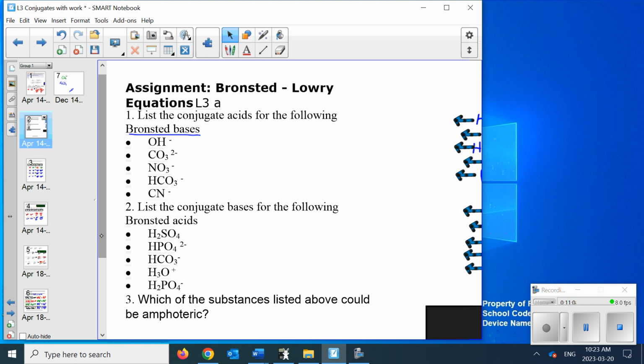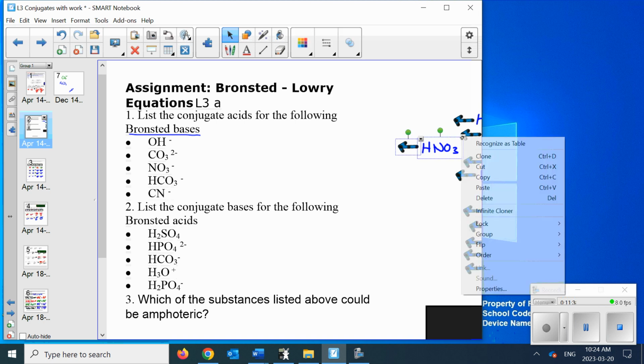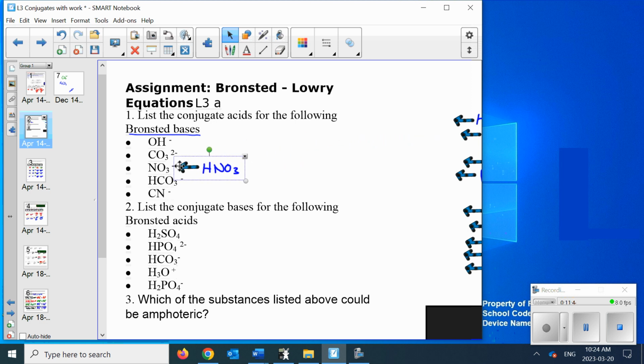NO3 minus as the base. So if this gains an H, we're going to put it on the front, and it'll become HNO3. What happens to the charge? Negative to a positive, 0. Now, this arrow is only a label. This is not a reaction, okay? Just put the H plus onto each one of those other four, okay?